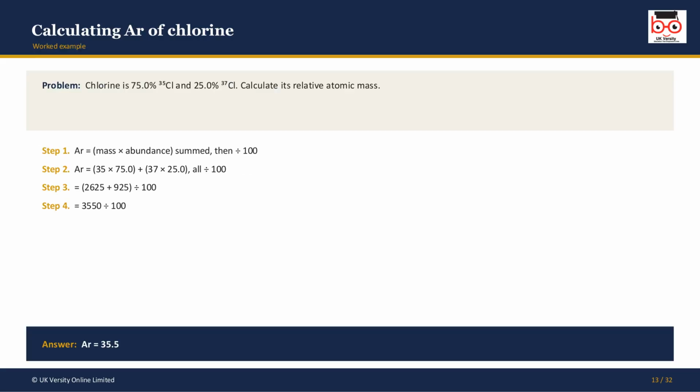Let's calculate the relative atomic mass of chlorine, which is 75% chlorine 35 and 25% chlorine 37. You multiply each mass by its abundance, add those together, then divide by 100. So that's 35 times 75 plus 37 times 25, which gives 2,625 plus 925, so 3,550. Divide by 100 and the relative atomic mass comes out at 35.5.